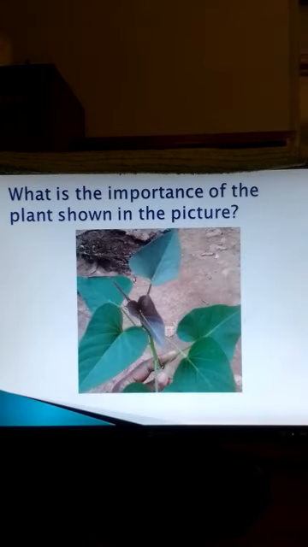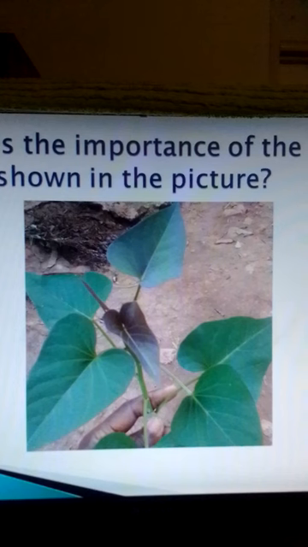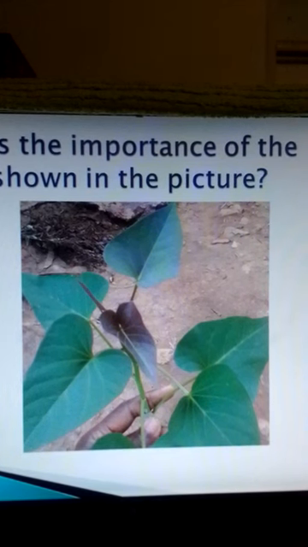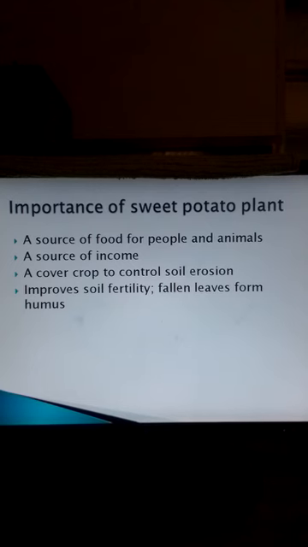What is the importance of the plant shown in the picture? The plant shown in the picture is the sweet potato plant. The importance of the sweet potato plant: one, it is a source of food for people and animals. Number two, it is a source of income when people cultivate sweet potatoes and sell the produce, they obtain income. Number three, it is used as a cover crop to control soil erosion. And number four, it improves soil fertility when leaves fall from it and rot to form humus.